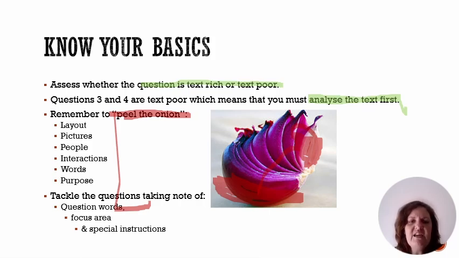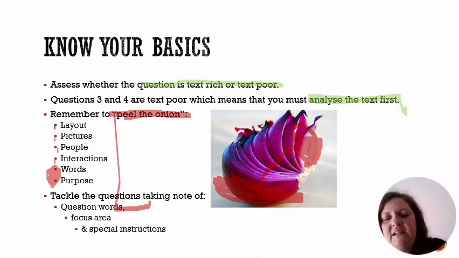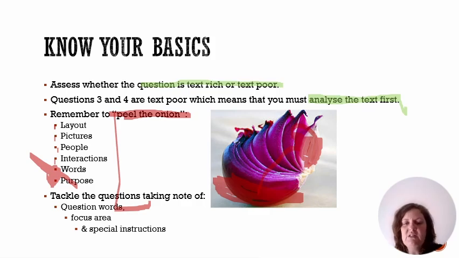When we are analyzing a text, we peel the onion. We start on the outside with the easy things, the layout, the pictures. Then we move to the people, the interactions between the people. And finally, we go to those more difficult, juicy layers, our words or the purpose of the text. And we try and work out the complicated things, like, for example, why the cartoon is funny. Okay. And it's only once we completely understand our picture, gents, that we go and tackle the questions. Okay? And we'll talk later in the lesson about question analysis, but let's look at the picture first. All right.